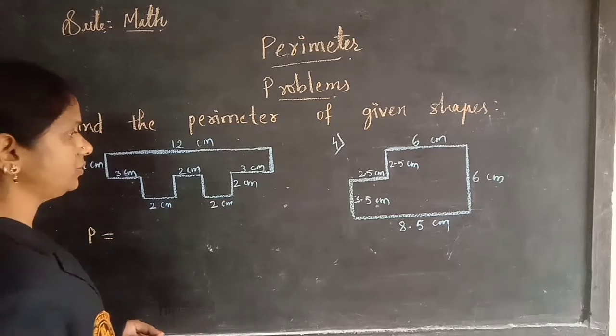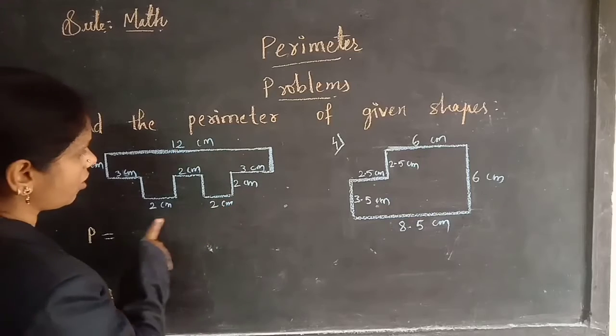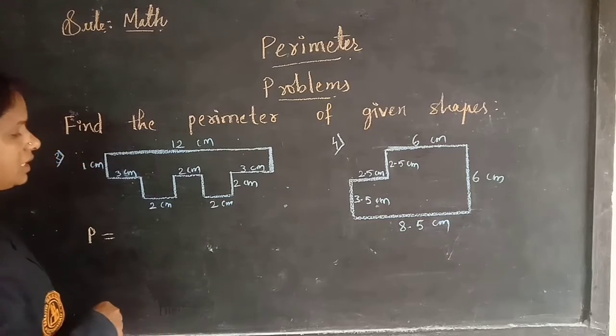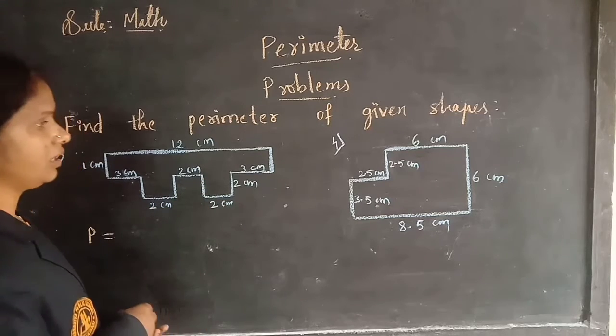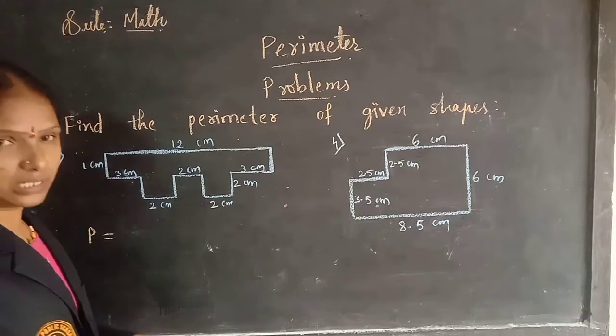Nothing but perimeter. Let's add all the sides. First, children, observe whether all the sides' lengths have been given or not. All line segments' lengths. See, in this some are not given. We will write that length by observing the opposite sides.